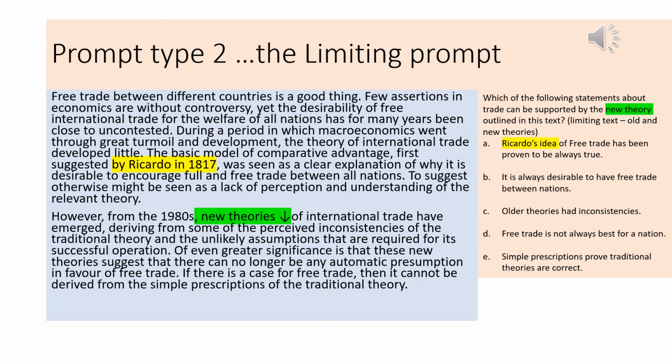So here, the prompt says, which of the following statements about trade can be supported by the new theory outlined in the text? And I've highlighted the green area. In the start of that second paragraph, this is where they start talking about the new theories. So the correct answers will be found in the second paragraph and below. This is an abbreviated text, of course.